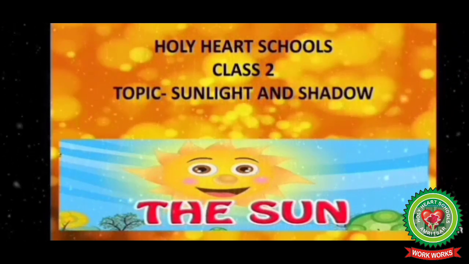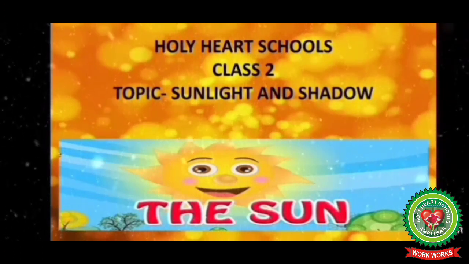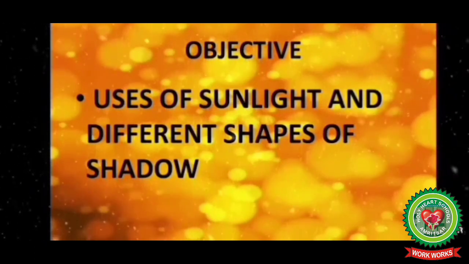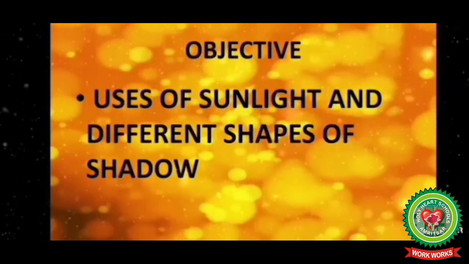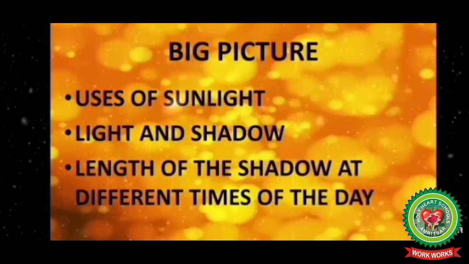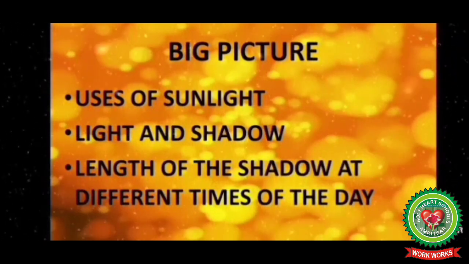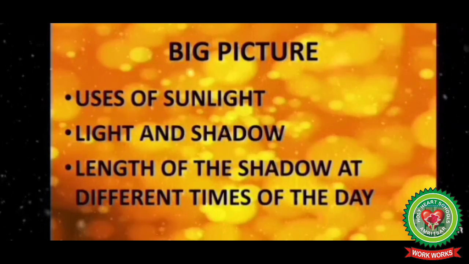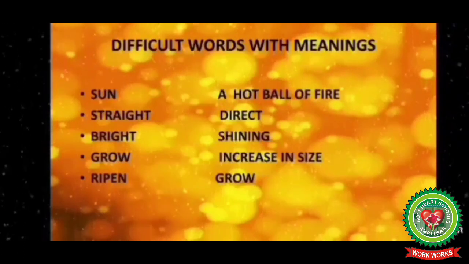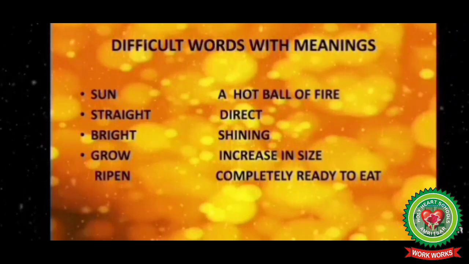Today we are going to start a new lesson, sunlight and shadow. So dear students, the objective of this lesson is to learn about uses of sunlight and different shapes of shadow. In this chapter we will learn about uses of sunlight, light and shadow, and length of the shadow at different times of the day. Now, let's discuss difficult words with their meanings.